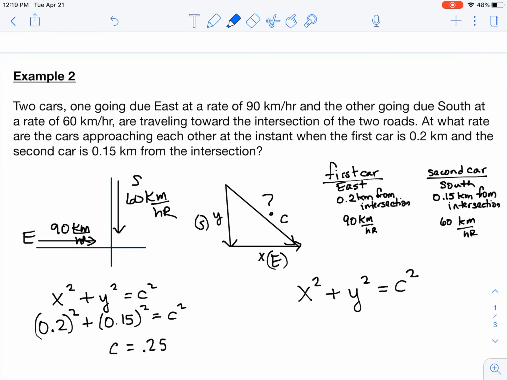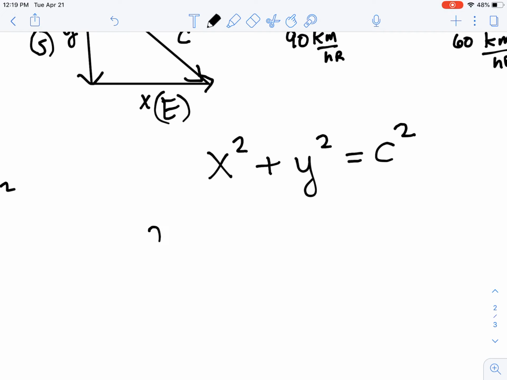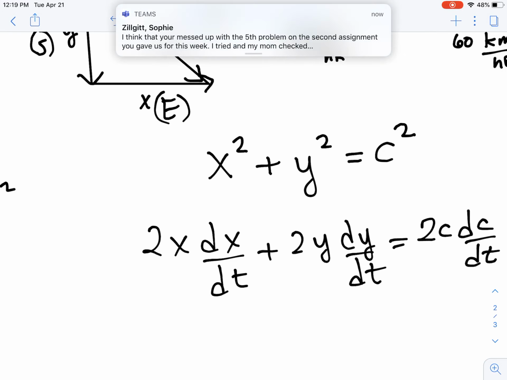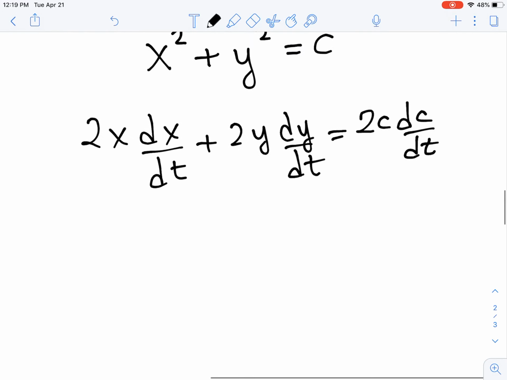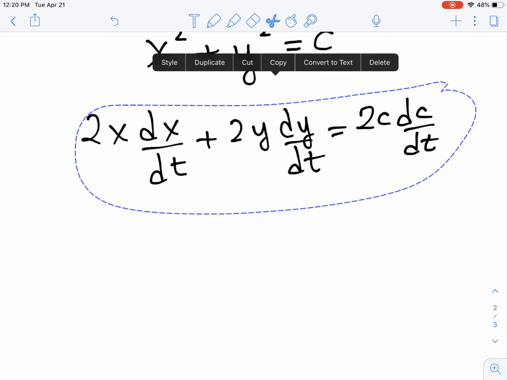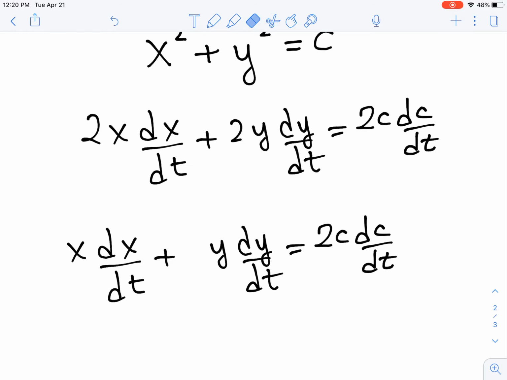So here we go. Now we're going to take the derivative. Keep this in mind. So I do the derivative. I have 2x dx/dt, always with respect to time with rates, 2y dy/dt equals 2c dc/dt. Okay, so now I'm going to cancel out the 2's and rewrite them. So copy, and I'm going to just erase my 2's.